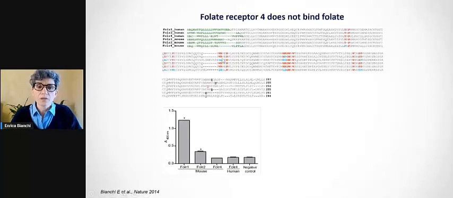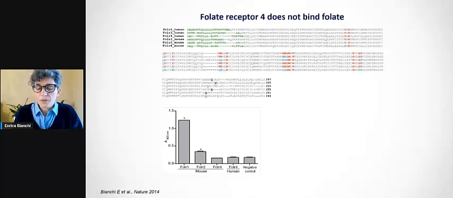But as you can see in this alignment here between the protein sequences of all the components of the folate receptor family, the amino acids that are actually directly involved in the binding to folic acid, which are highlighted here in red, are different in folate receptor 4. And also, when we assessed whether folate receptor 4 was able to bind folic acid in vitro, we couldn't detect any binding. So this indicated to us that the protein was playing a different role compared to the other folate receptors.